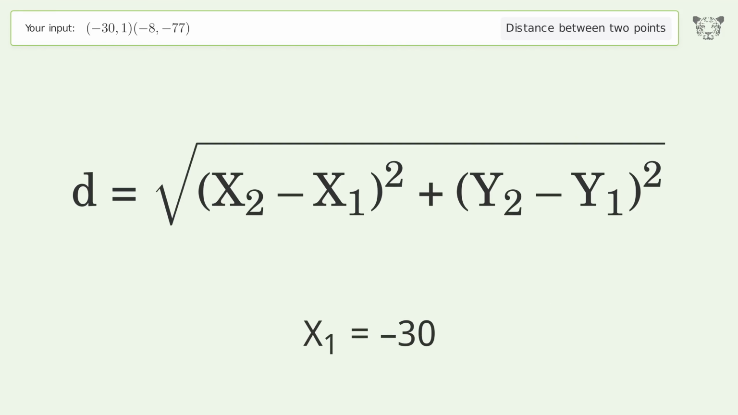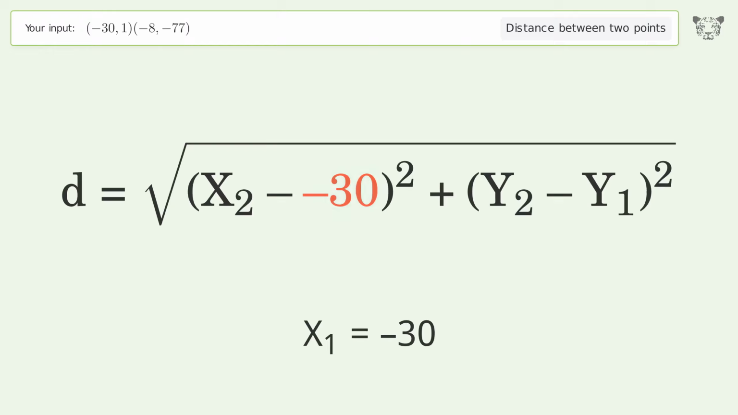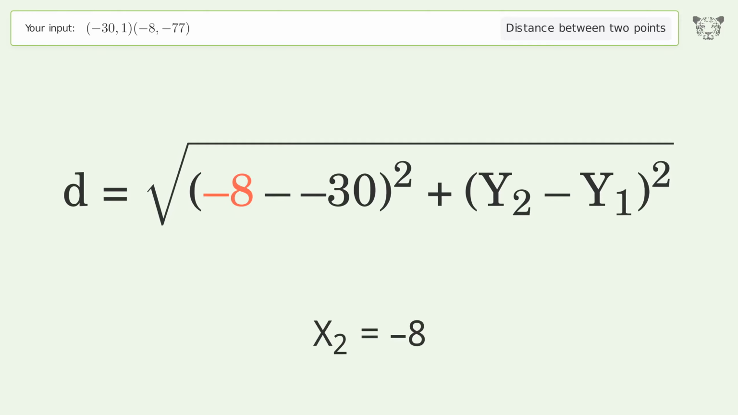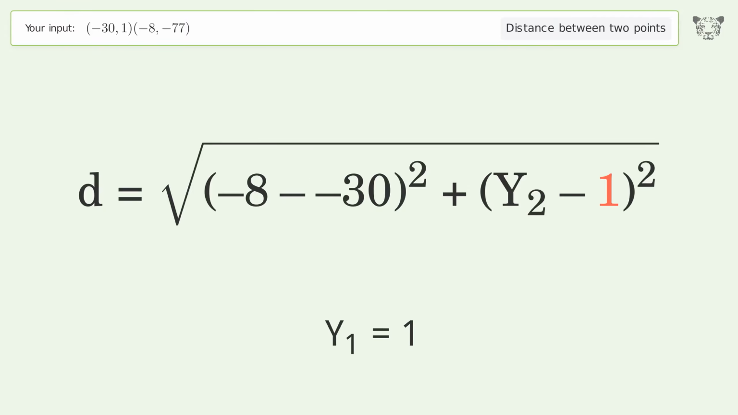x1 equals -30. x2 equals -8. y1 equals 1. y2 equals -77.